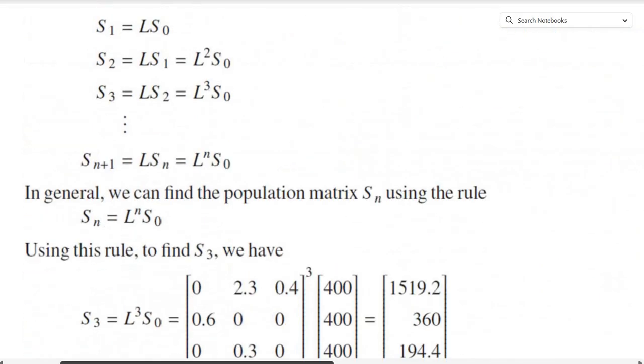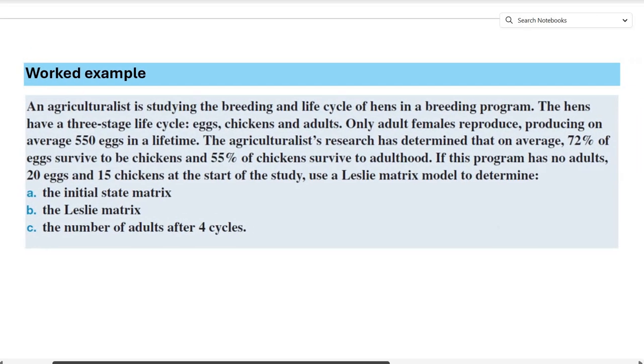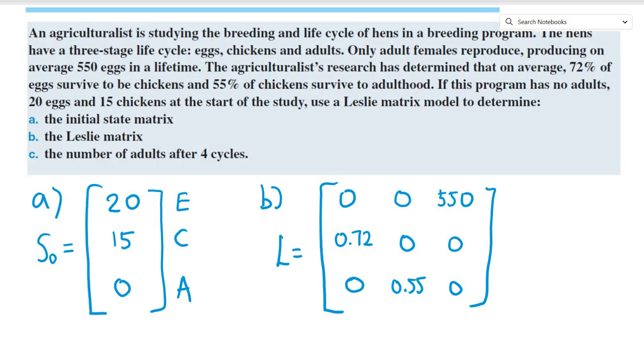So let's put this into practice by looking at this example. Again, there's a lot going on here, so pause the video, have a read, and then come back to the video. Alright, so the question tells us that there are 3 stages of this life cycle: eggs, chickens, and adults. It tells us there are no adults to start with, there are 20 eggs and 15 chickens to start with, which helps us figure out the initial state matrix. And then we can figure out the Leslie matrix as well from the information that we have.